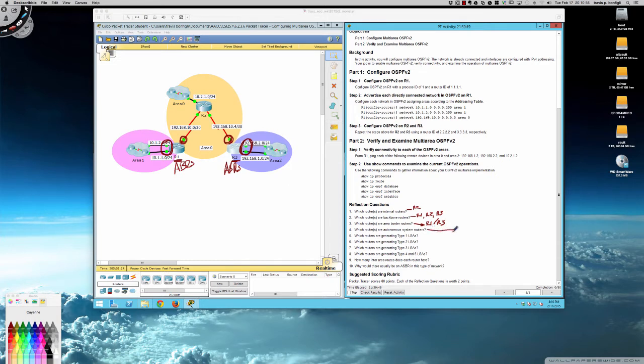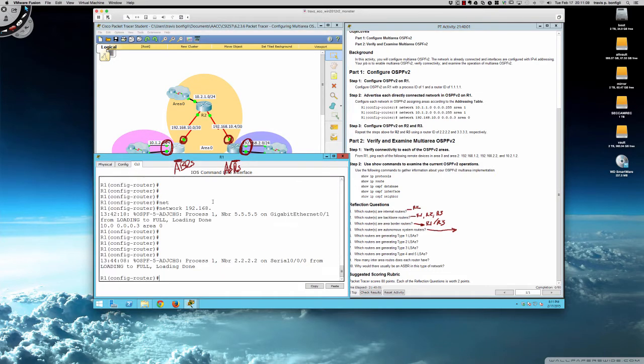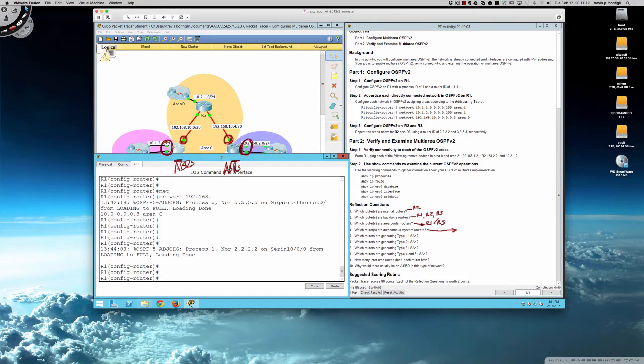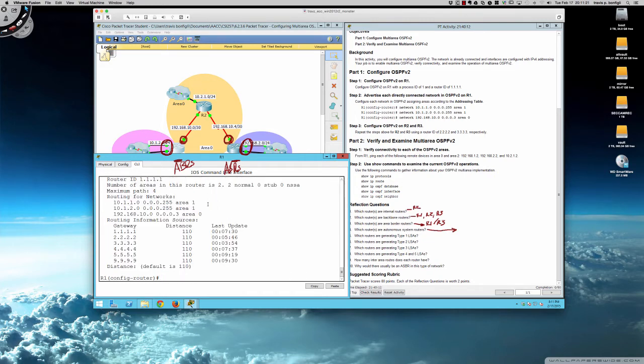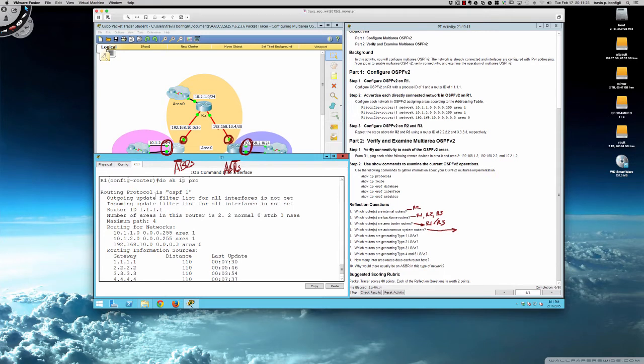And so now it's asking us which routers are autonomous system routers. So before we do that, let's pull up the CLI for router 1. I want to make sure we leverage some of these commands here. So if I were to do show IP protocols, we're going to end up with a pretty significant amount of information here, but very good information. It's going to show us the OSPF process ID number. It's going to say number of areas in this router is 2, and they are both normal areas, right?